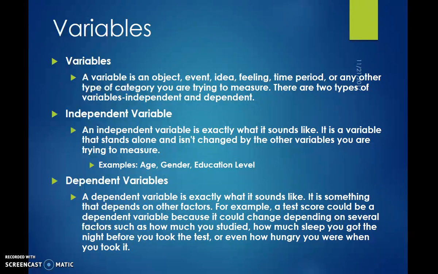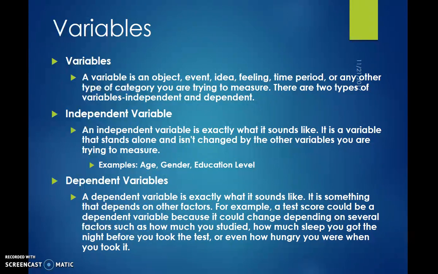Educational level is another kind of independent variable. If I test you today, you would be a freshman, sophomore, junior, or senior in college. So that's a static variable, which makes it an independent variable. A dependent variable is exactly what it sounds like as well. It's something that depends on something else.